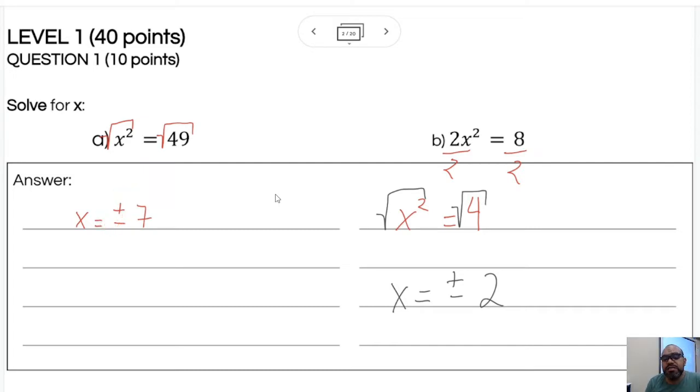And B, 2x squared equals 8. Step number 1, divided by 2. Because it's multiplying 2 here, divided by 2. 2 divided by 2, 1. And 8 divided by 2, 4. Now we can take the square root. Which is the square root of 4? Positive or negative 2. Great.